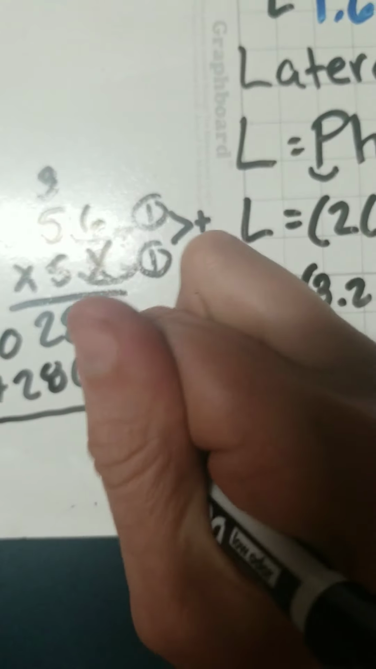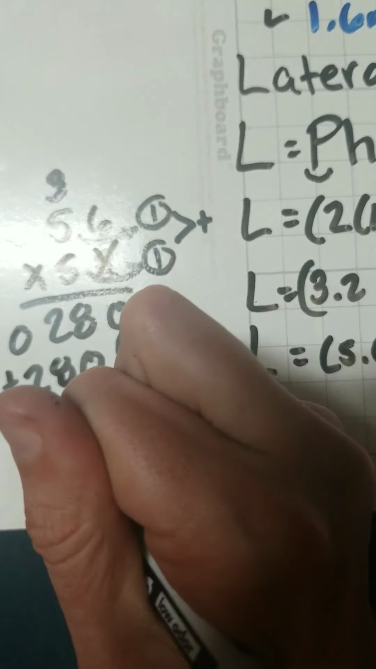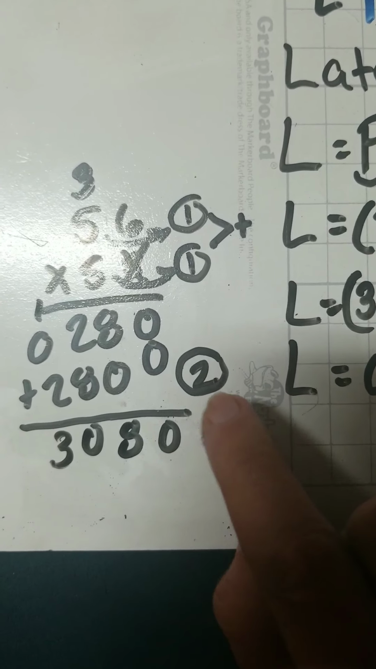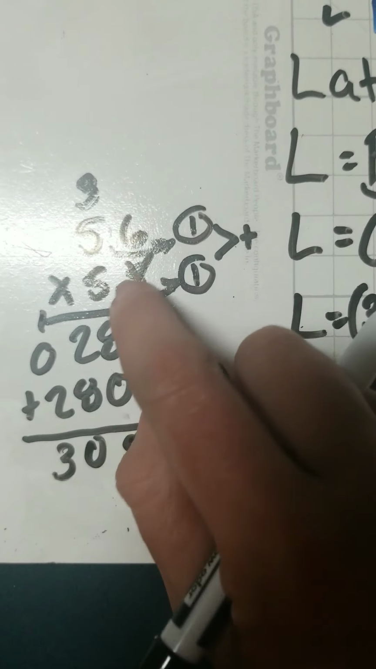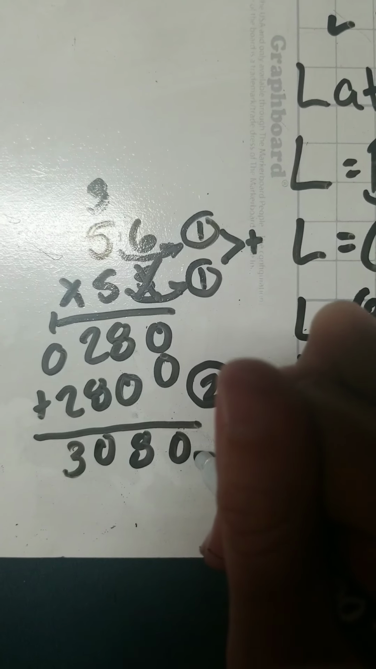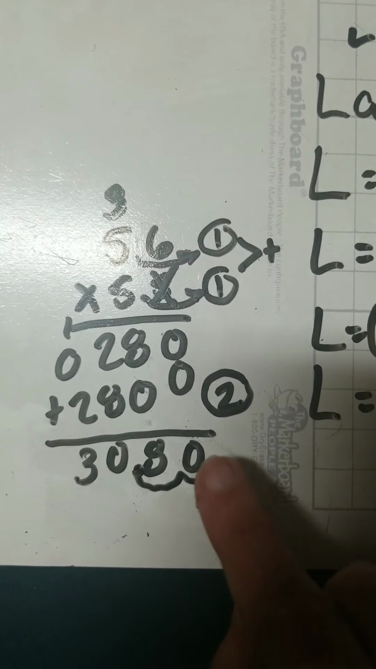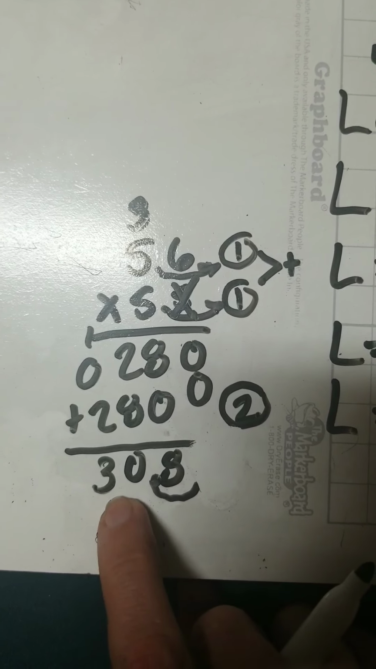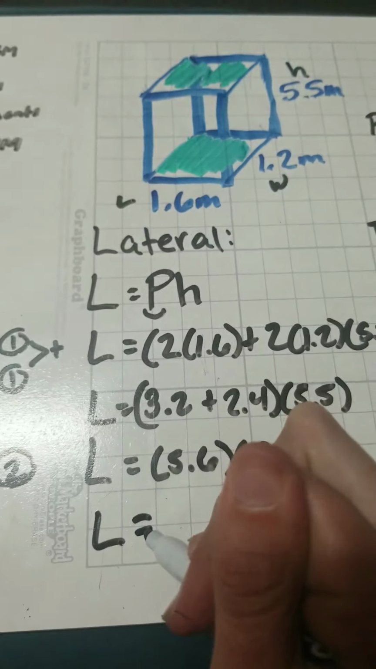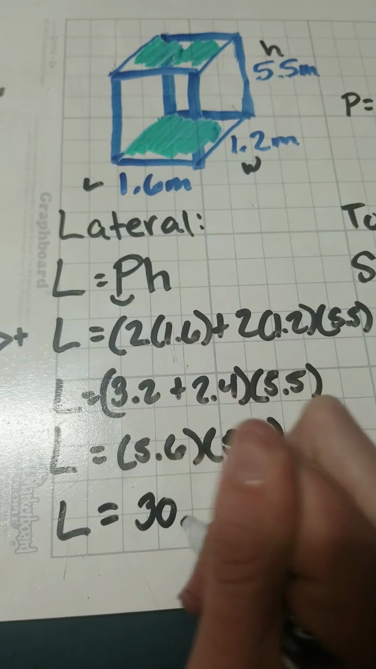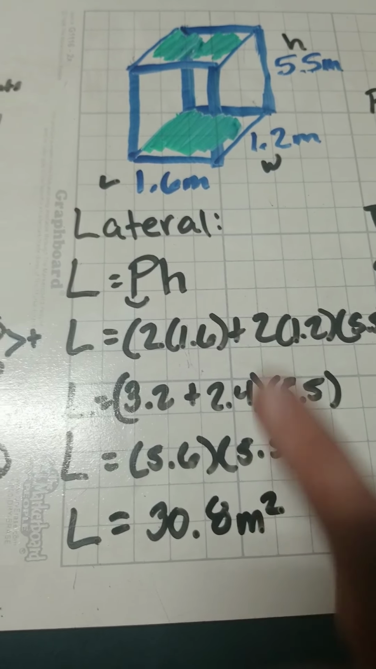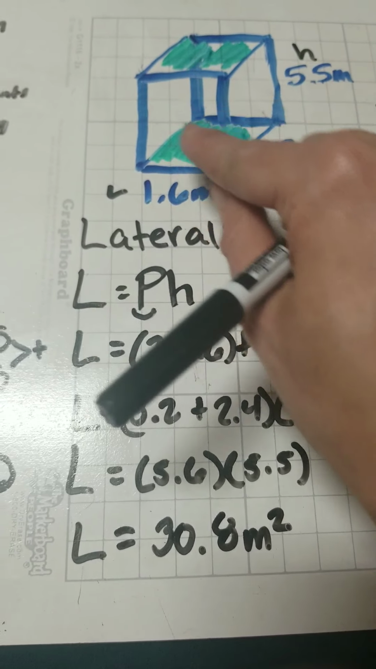0 plus 0 is 0. 0 plus 8 is 8. 2 plus 8 is 10. Carry a 1. 1 plus 2 is 3. My answer has to have 2 decimal places in it, one for this number and one for that number. So I start on the right and I go 1, 2. Because it ends in a 0, I don't need that one. It's just a placeholder. So my answer will be 30.8. So my lateral surface area of that rectangular prism is 30.8 meters squared. That's lateral, these 4 sides that are not shaded in.